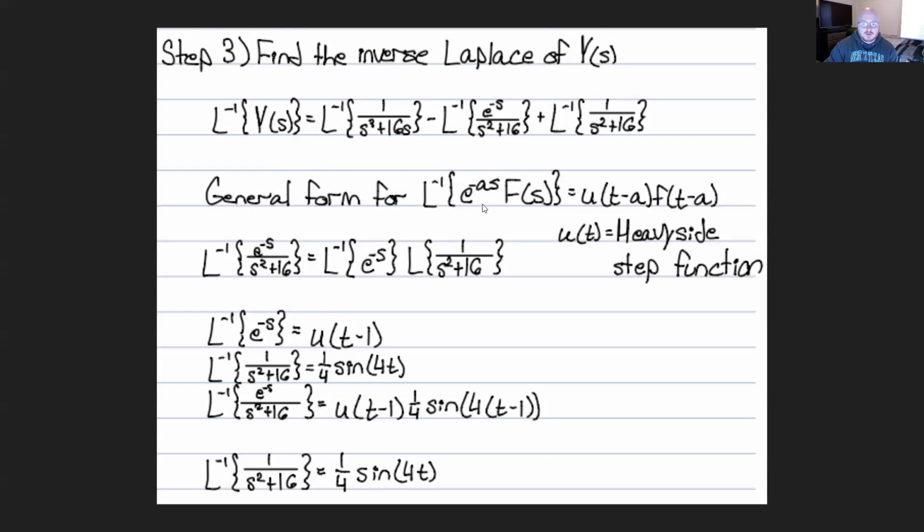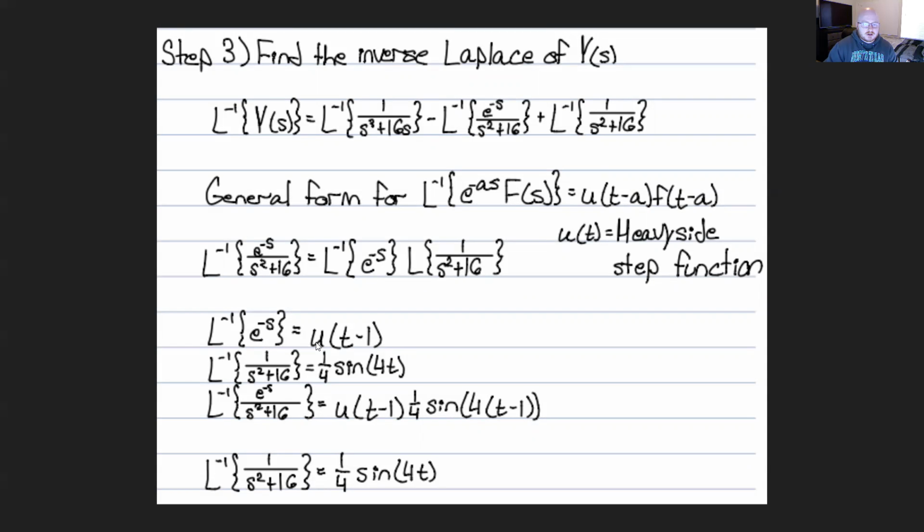So the inverse Laplace of e to the negative as times a function F(s) is equal to the unit step of t minus a times the function, f of t minus a, where u of t is the Heaviside step function. So I just split this right here up, the e to the negative s over s squared plus 16, into the inverse Laplace of e to the negative s times the inverse Laplace of 1 over s squared plus 16.